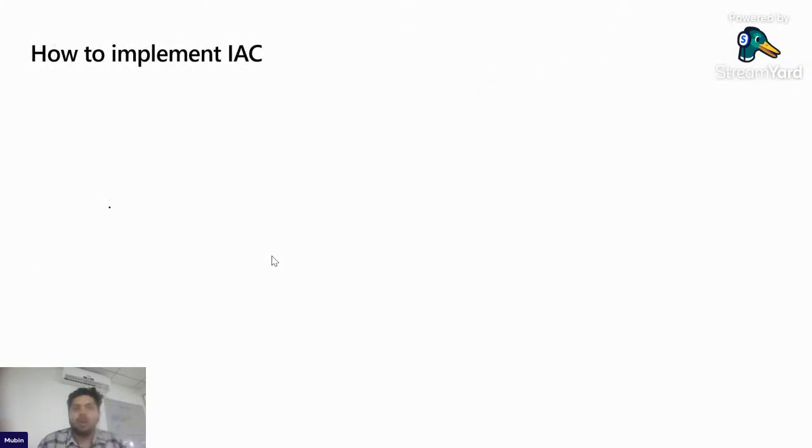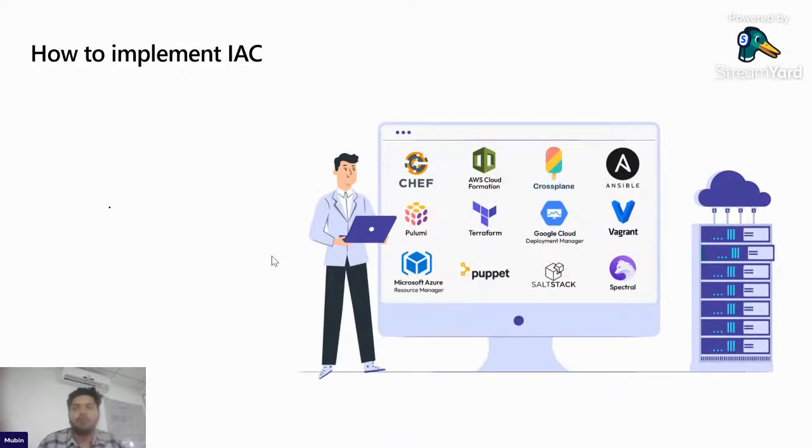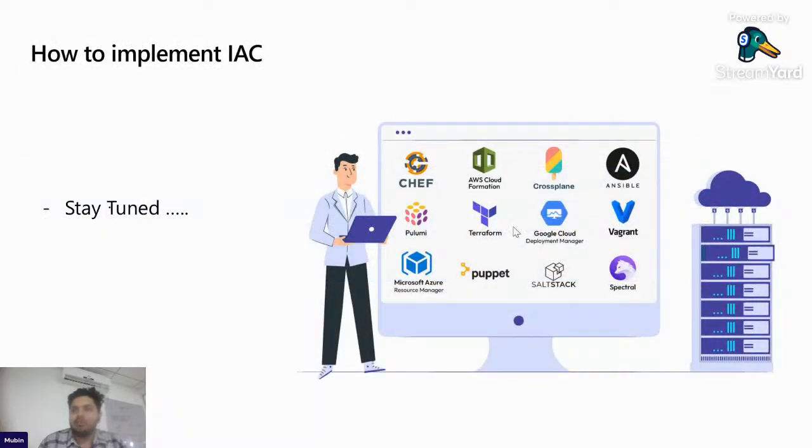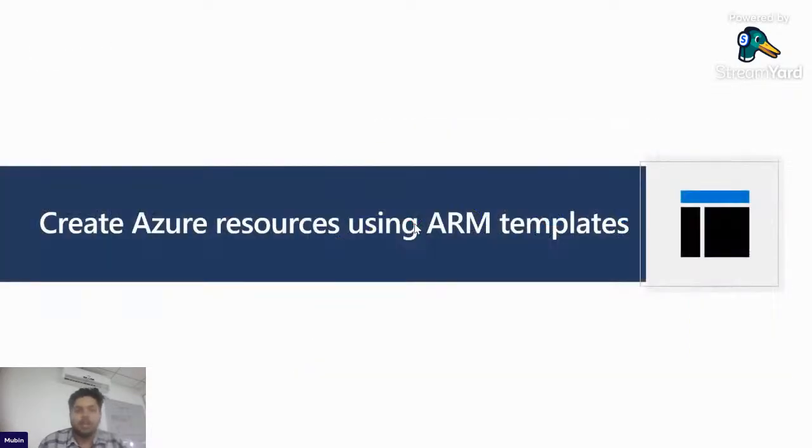Now coming on to the third W that we are going to cover, which is how to implement IAC. As you can see in this picture, there are multiple tools available for IAC. We have Chef, we have Terraform, we have Puppet, we have Ansible. So there are lots of tools available for IAC. But in this particular session, we would be going with Azure Resource Manager, which is also called the ARM template. So stay tuned.